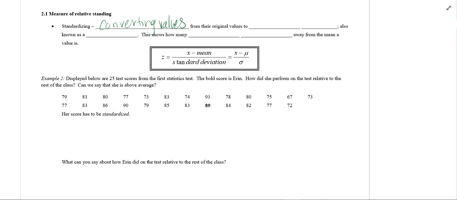from their original values to standardized units. So we're getting rid of whatever units they're in so that we can just determine how far away something is. This is also known as a z-score. This shows how many standard deviations away a value is from the mean.